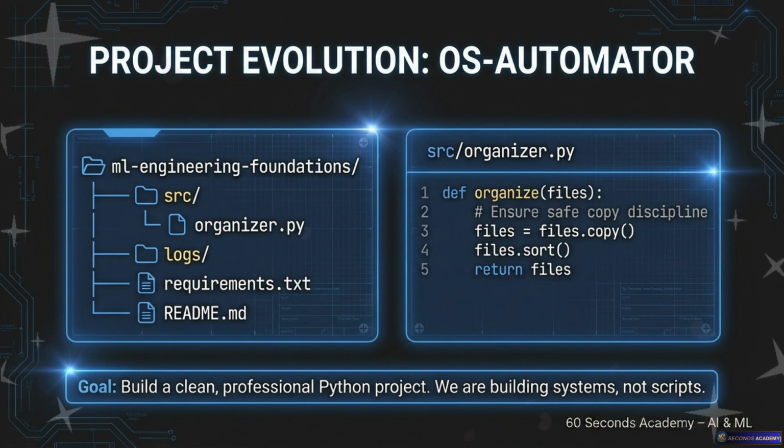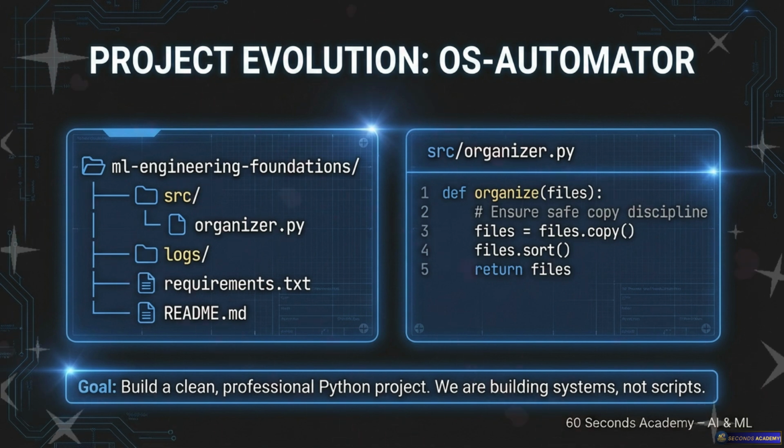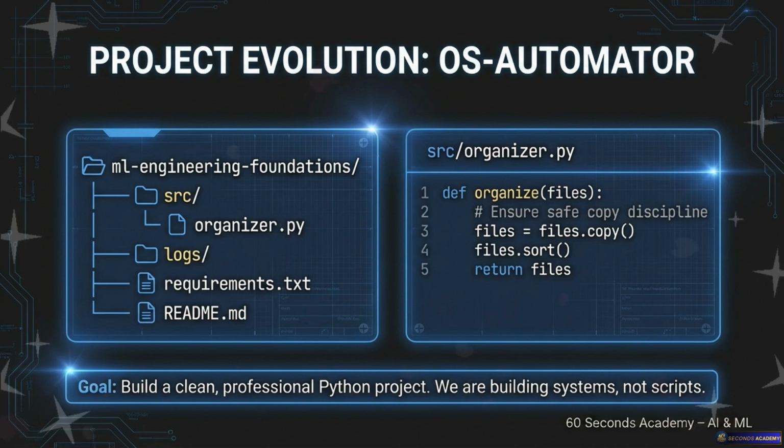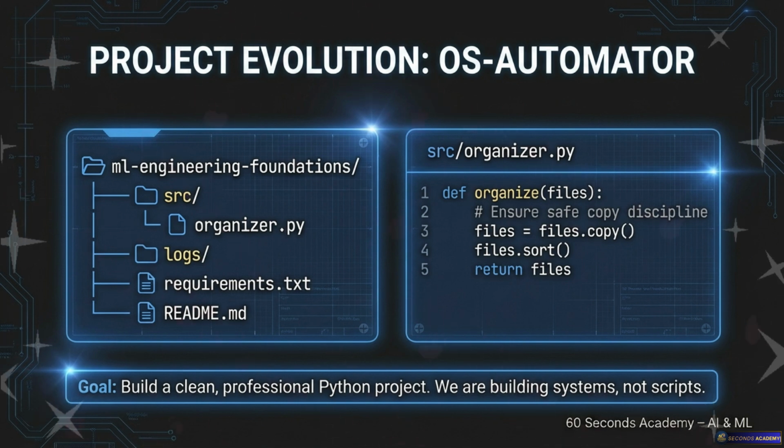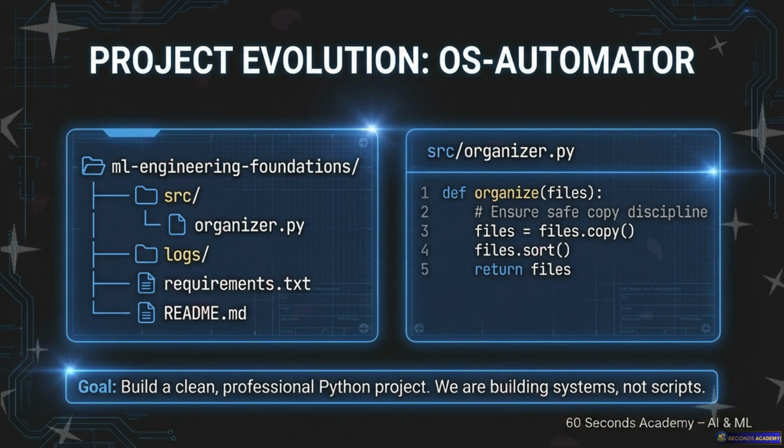To organize them, we probably need to sort them first. Natural instinct, files.sort. Stop right there. files.sort is an in-place list method. So if I pass my master list of files into this function, you have just rearranged the master list for the entire program. Maybe another part of the program relied on the original order. Perhaps they were sorted by date, and you just resorted them by name. You just broke the other module.